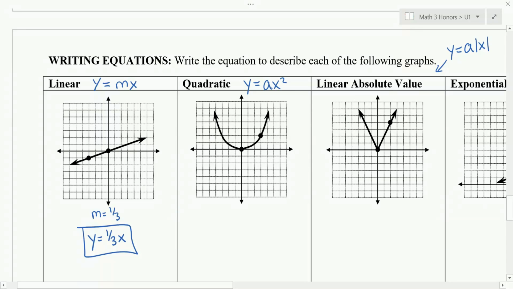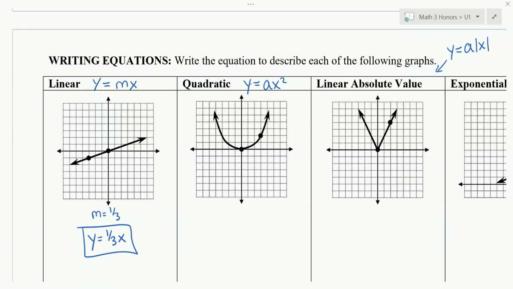I'm going to get a is going to disappear. I'm going to get 0 equals 0, which is true, but it doesn't help me find a, right? So if you do it, and you find out that wasn't helpful, okay? So pick another point that's not at the vertex, and it'll work out nicely.